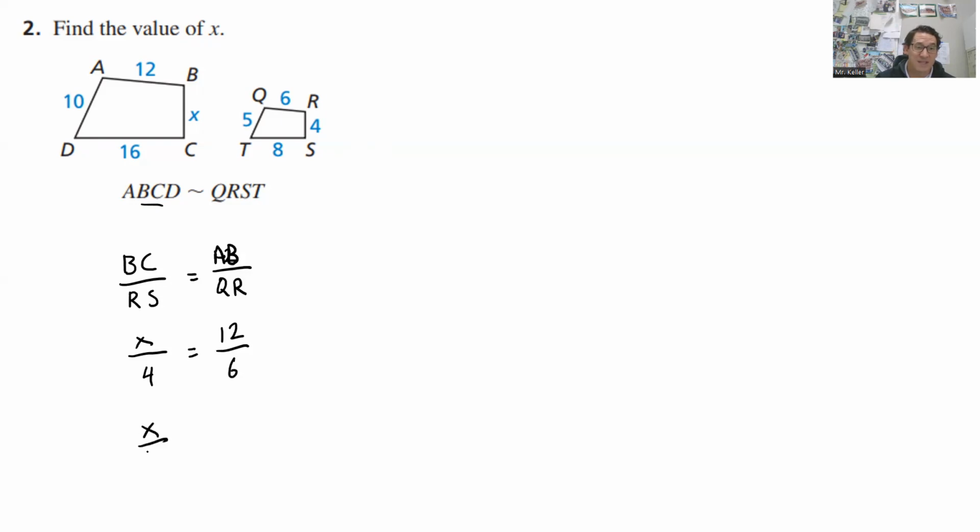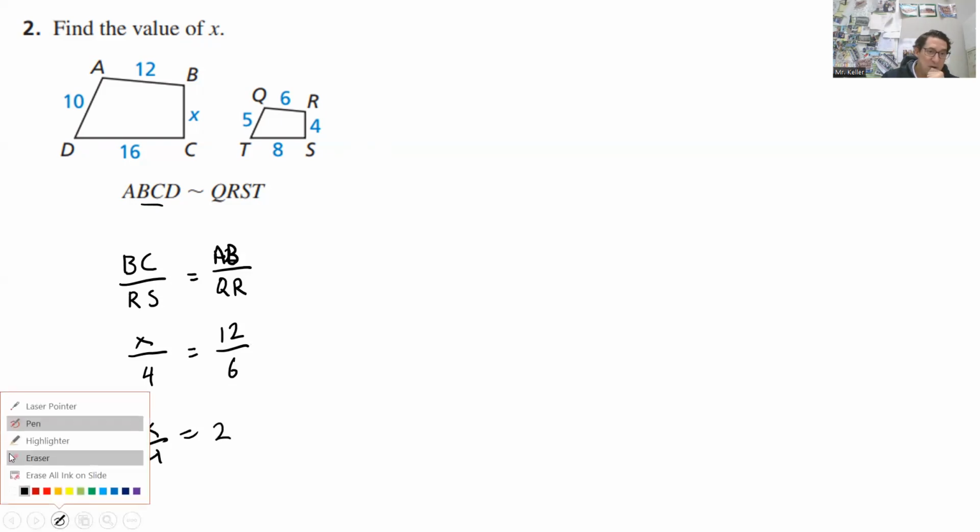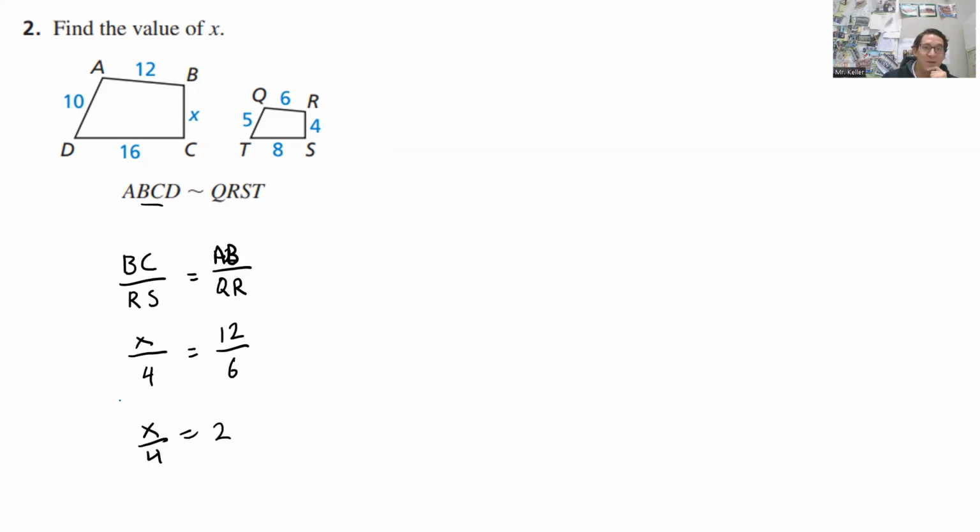This one actually is easier because we can reduce this first before cross multiplying. 12 divided by 6 is 2. And this one, if you look at it, you could figure this out in your head without having to set up the proportion. You can see that all these sides on the bigger quadrilateral are double these sides. So you can very easily do that in your head if you wanted to. You don't have to set up the proportion, but for here, it is good practice to set up the proportion. There we go.